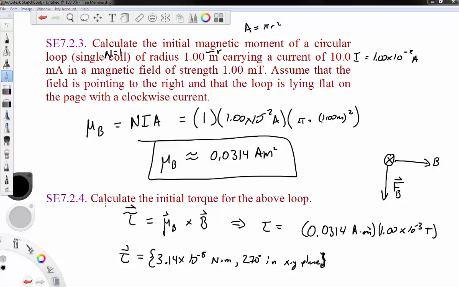The last part of this short example is what happens if this magnetic field is pointing up out of the page instead. Well, in that case, the magnetic field and the magnetic moment are anti-parallel. That means that when you take a cross product between them, you get 0.